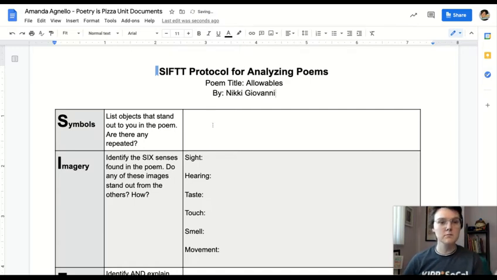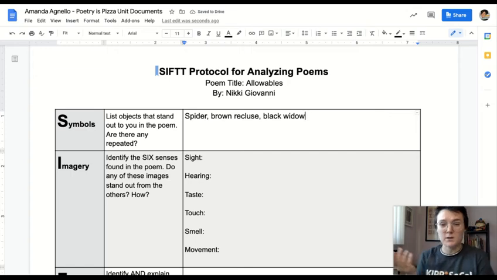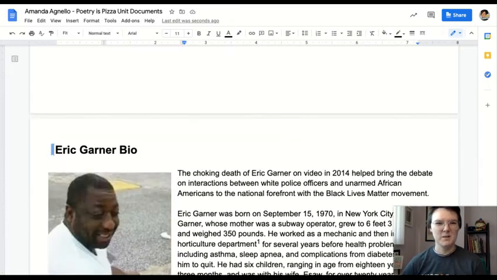Okay. And let me list some objects. Okay, so I'm going to list objects that stand out to me in the poem. Are there any repeated? Just from reading it, I can remember spider. And I remember 2 specific types of spiders, the brown recluse and the black widow. So are there any repeated, it asked? Well, spiders repeated a couple times. Let me see if there are other objects in the poem that seem to stand out to me.